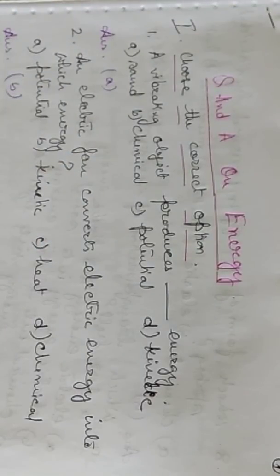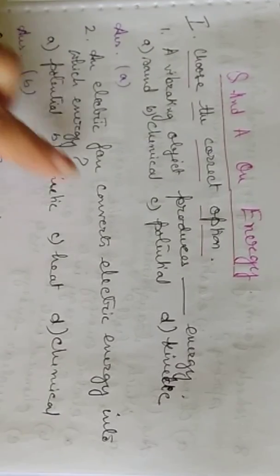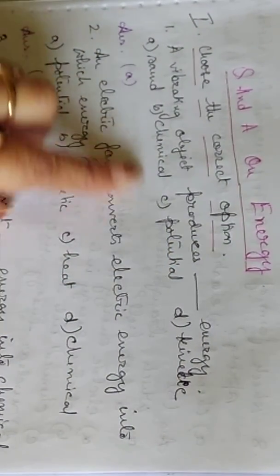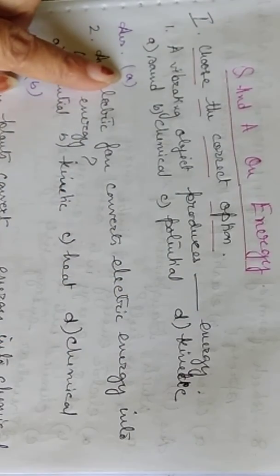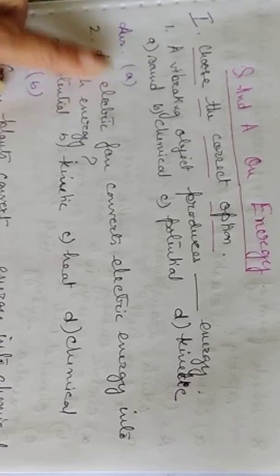Today I am going to discuss the question answer section on the energy chapter of class 7 ICSE syllabus. Okay, so first I start with the choose the correct option. A vibrating object produces dash energy: sound, chemical, potential or kinetic. The answer is A, that is sound energy.